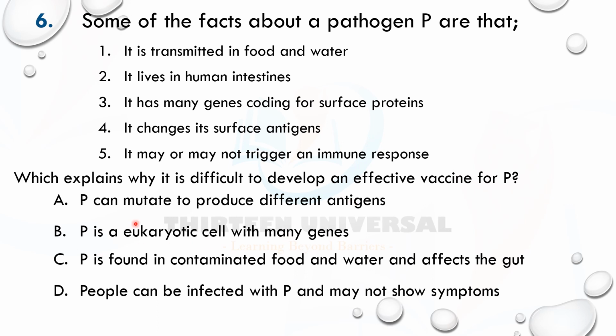Now, this A looks correct. Okay? C says P is found in contaminated food. That's not the reason for it. Right? The only reason for difficulty to develop an effective vaccine is this.